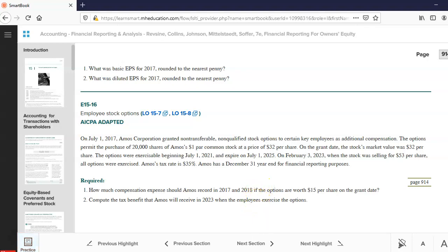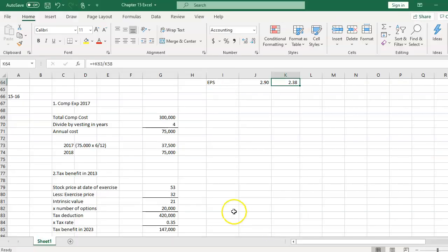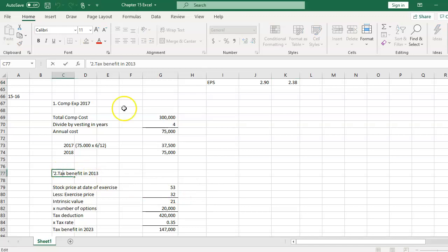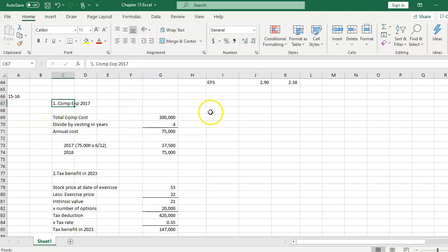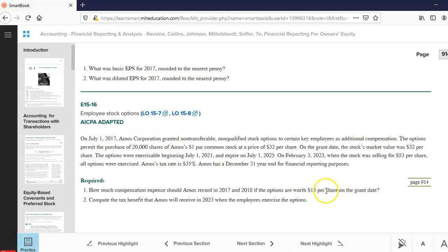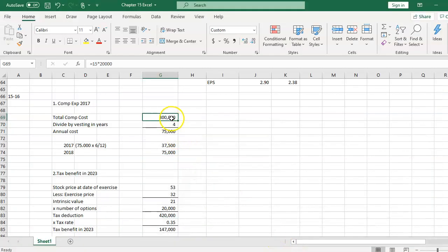And I'm guessing you've probably not seen calculations like this one, so this is probably pretty new territory. The key with these is they're treated like expenses, and that's really the thing that matters the most. And I see this should say 2023, by the way, not 2013. So 2023. So in 17, we issued these. And this $300,000 that you see right here is the compensation cost: 15 times 20,000 shares. It gets you to 300,000.